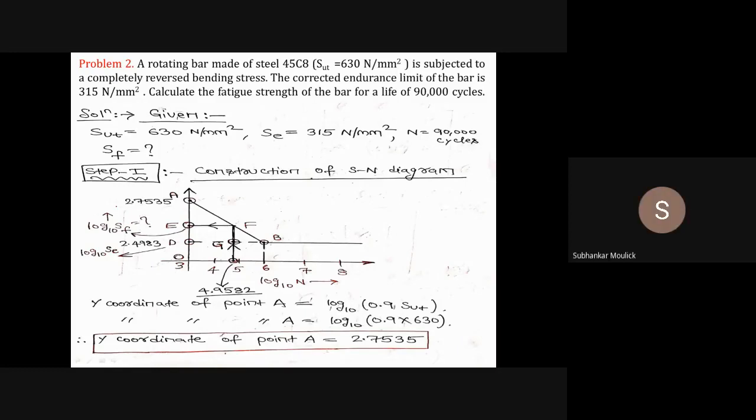Okay, so I got this value. This 2.7535 is nothing but this much distance, that is AO. So let us write somewhere over here, it is nothing but AO, vertical distance. Okay, fine. Next is the calculation of coordinate point B, and I know this coordinate point B has some distance along the x-axis. What is the coordinate along the x-axis for coordinate point B? Tell me the coordinate value of the x-axis.